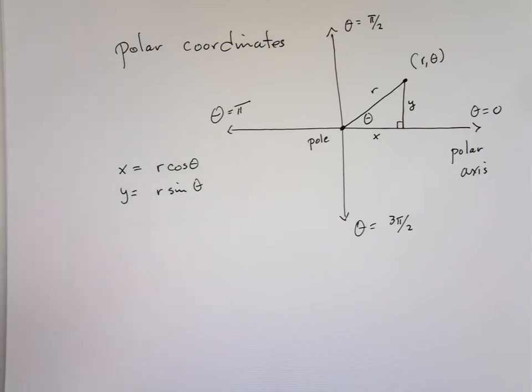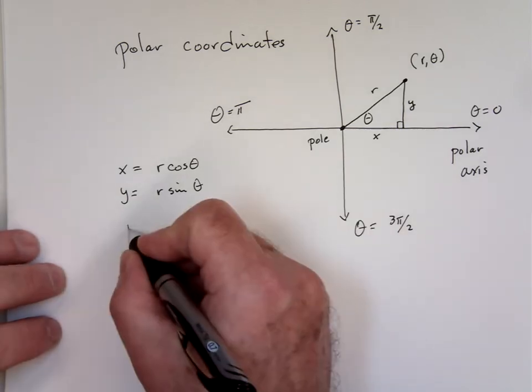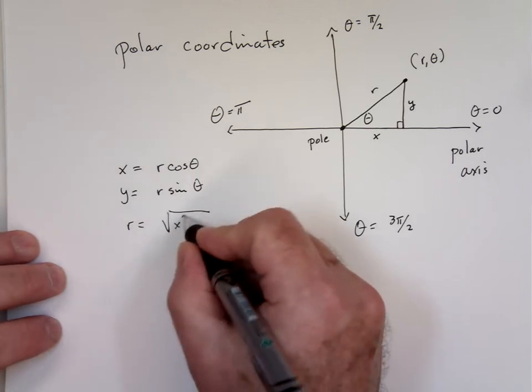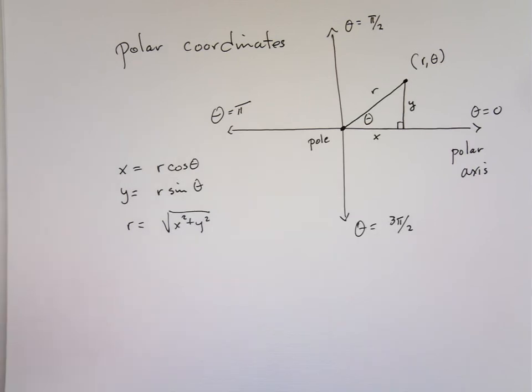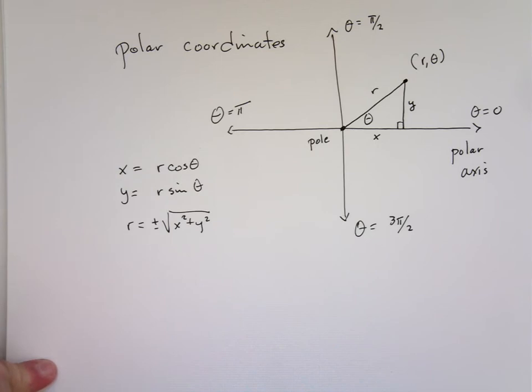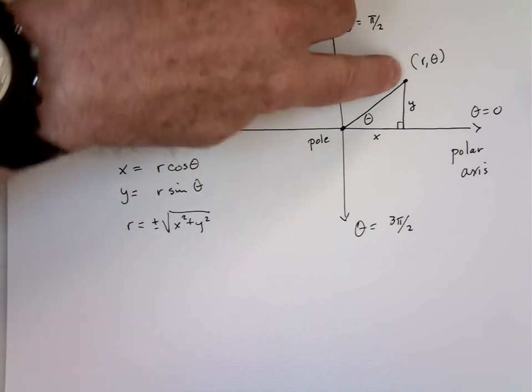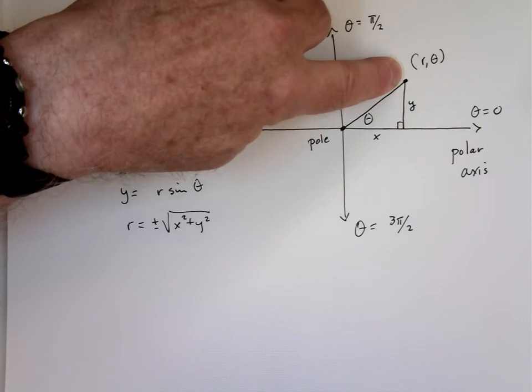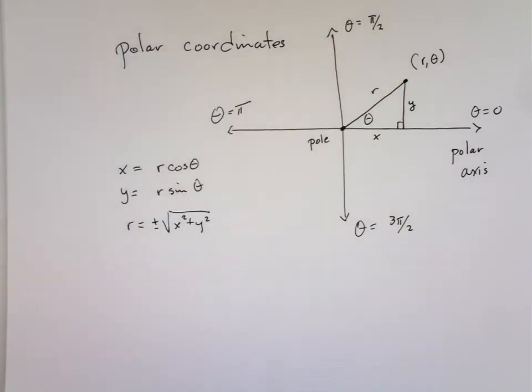Also on occasion, we're going to have to go the other way. Given x's and y's, we'll have to go to r's and thetas. So what's r equal to in terms of x's and y's? Square root of x squared plus y squared. Now, it is a directed distance. It is possible that r could be negative. I'm going to put a plus or minus here because it's possible to have r negative. In polar coordinates, there are an infinite number of ways to specify a point. We'll do one of those in a second. But generally, if you have a choice between r positive or negative, you choose r positive.